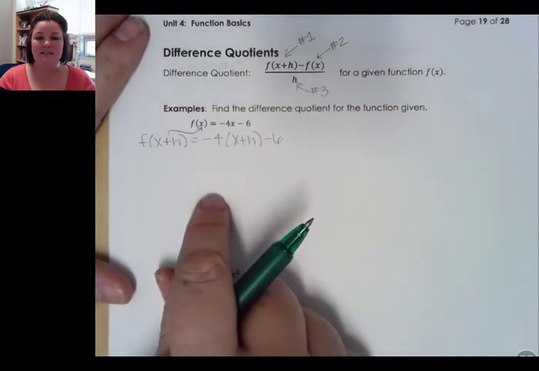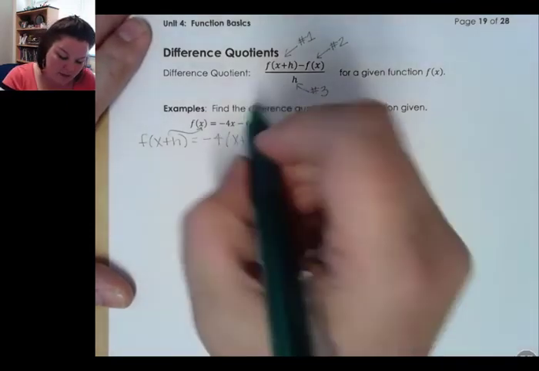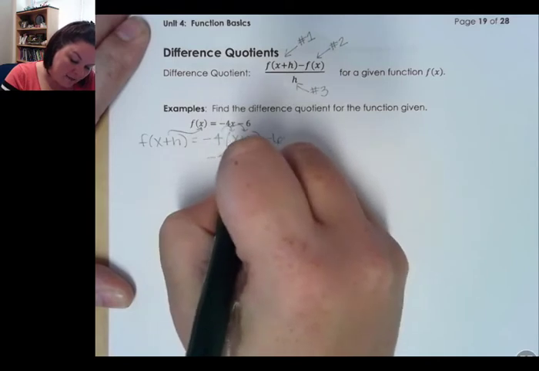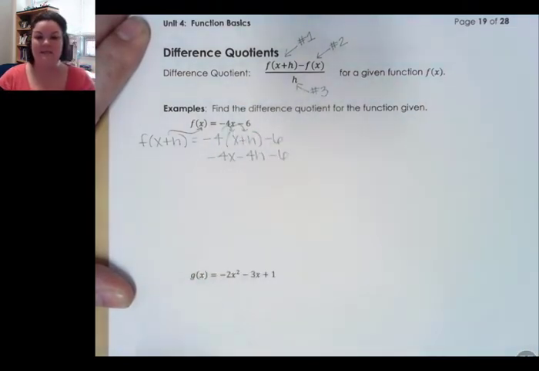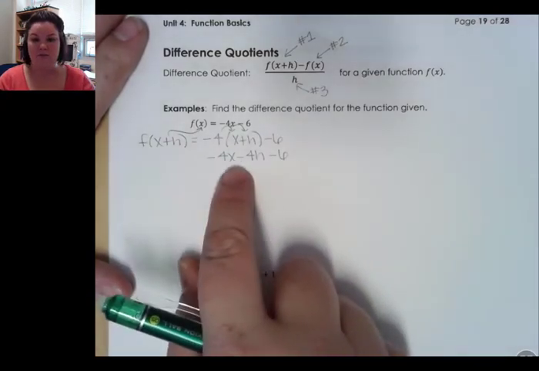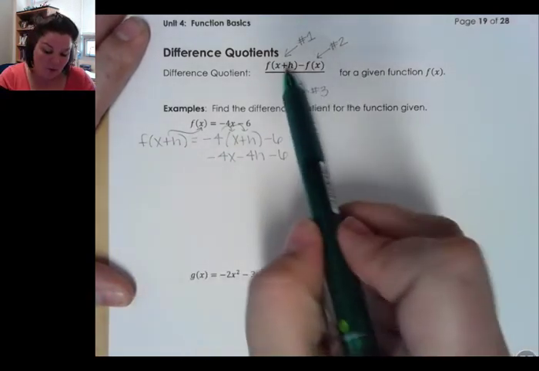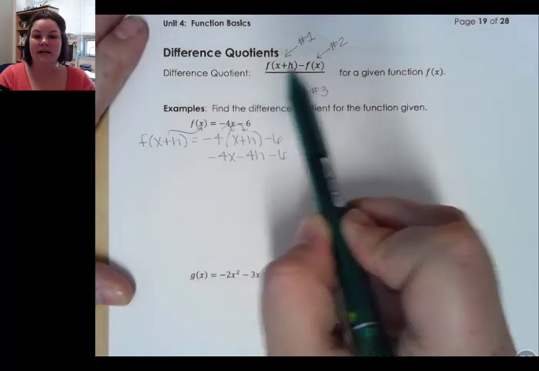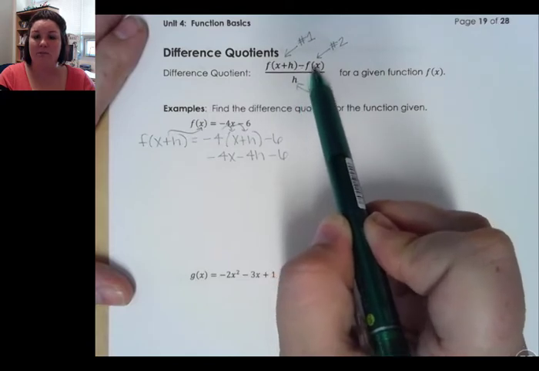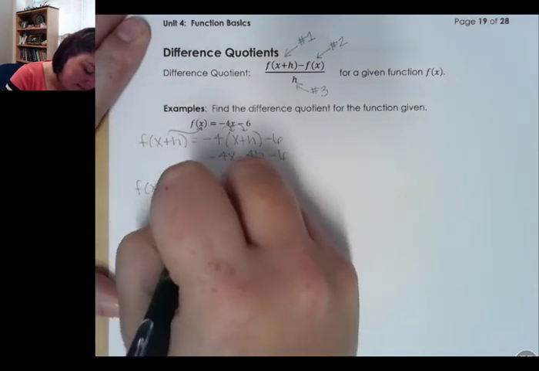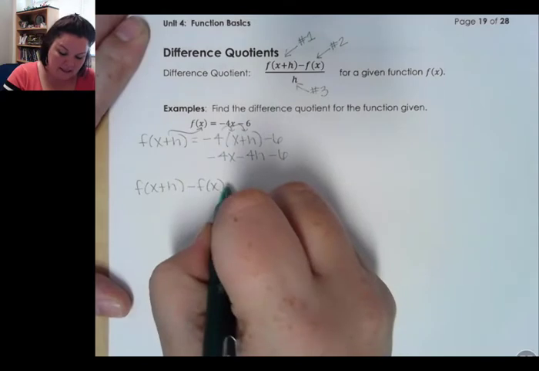Then I just need to simplify it a little bit. So I'm going to distribute this negative 4, and I get negative 4x minus 4h minus 6. I can't do anything else, there are no like terms. So what I've done is figure out what this first little piece equals. Now I want to do the second part, which is to subtract my original function. So I'm going to write out f of x plus h minus f of x. This is my second step.